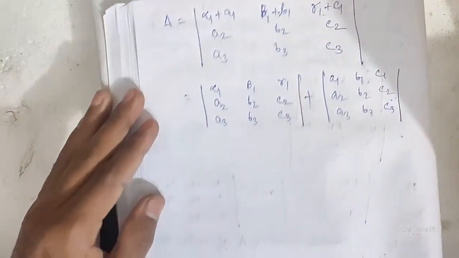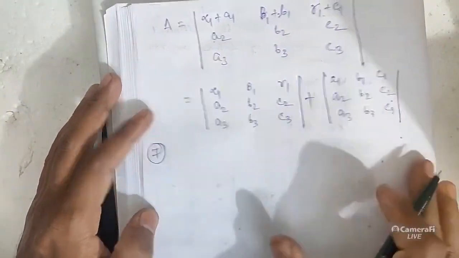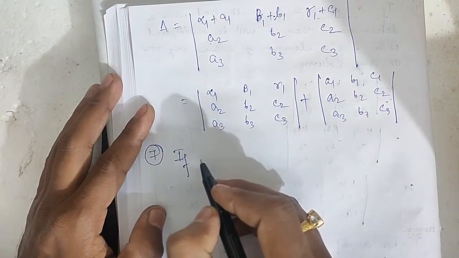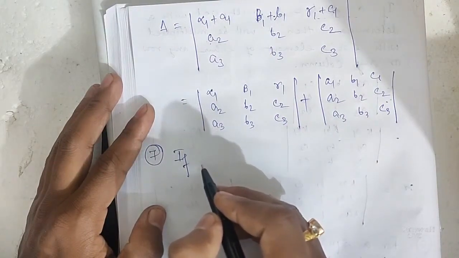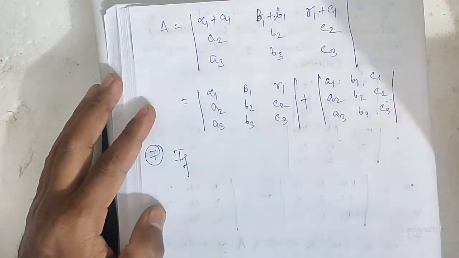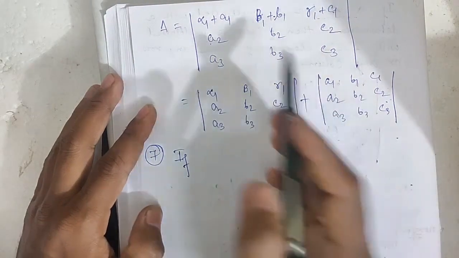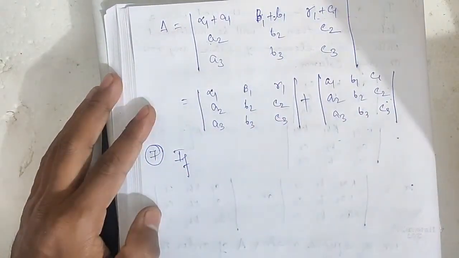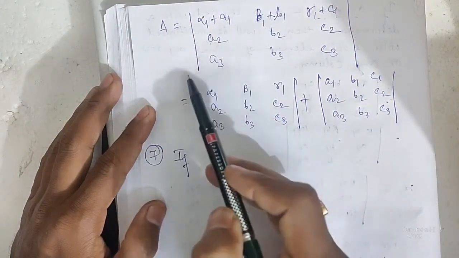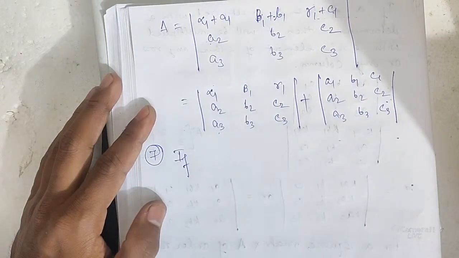In the same way, property number 7. If alpha, beta and gamma are in a column, then also you can express it like that. If alpha 1 plus A1, beta 1 plus A2, gamma 1 plus A3 are in the column, then here alpha 1, beta 1, gamma 1 will be there in the same way.